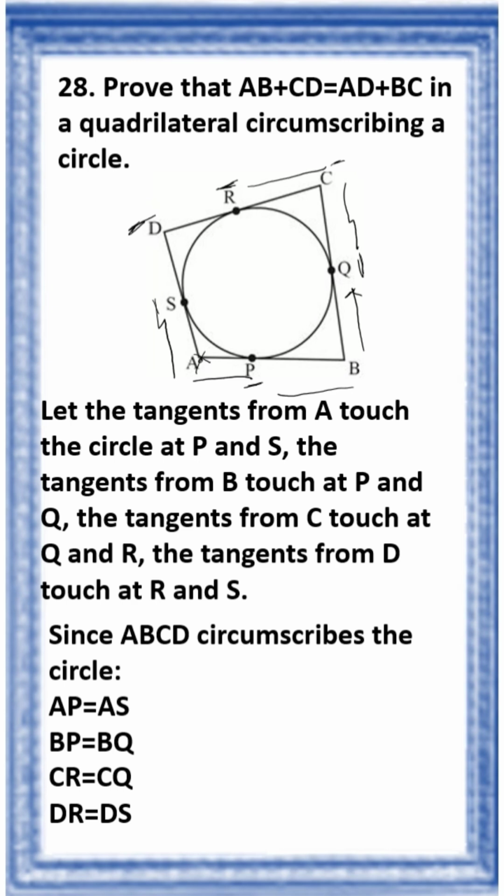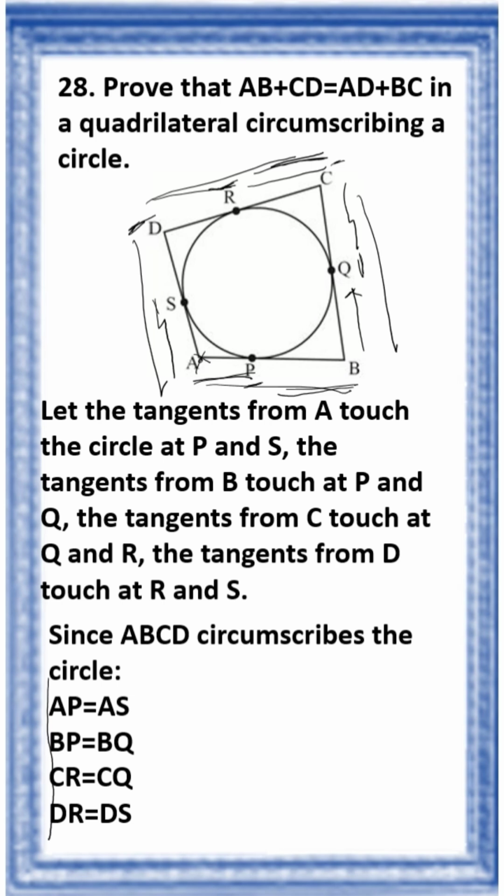You have to write this very carefully. Simply going on writing will not yield any better result. DR is equal to DS. How can you write? First select this side and this side. Here, see the sides: AP, BP, CR, DR. Then equal to, on the RHS, select this side and this side.